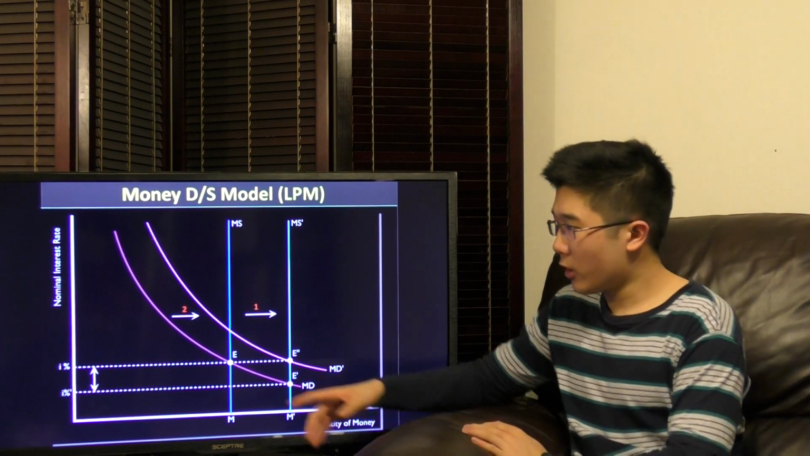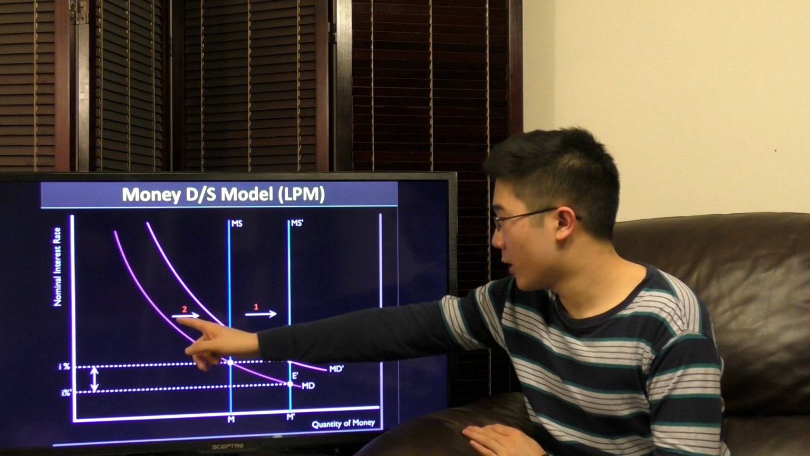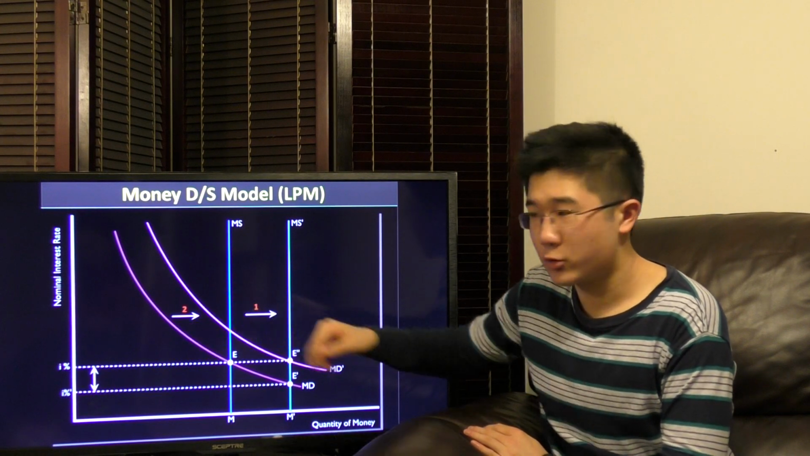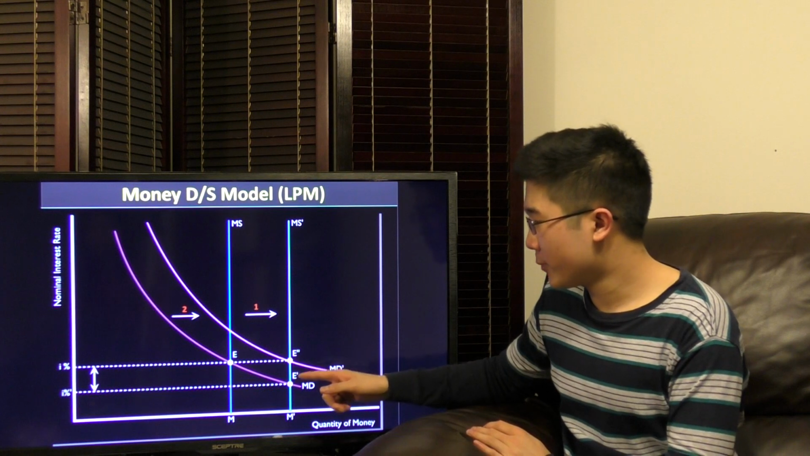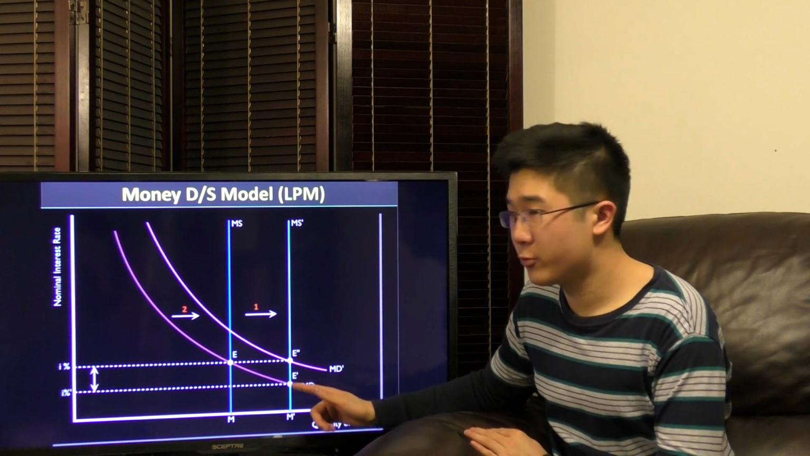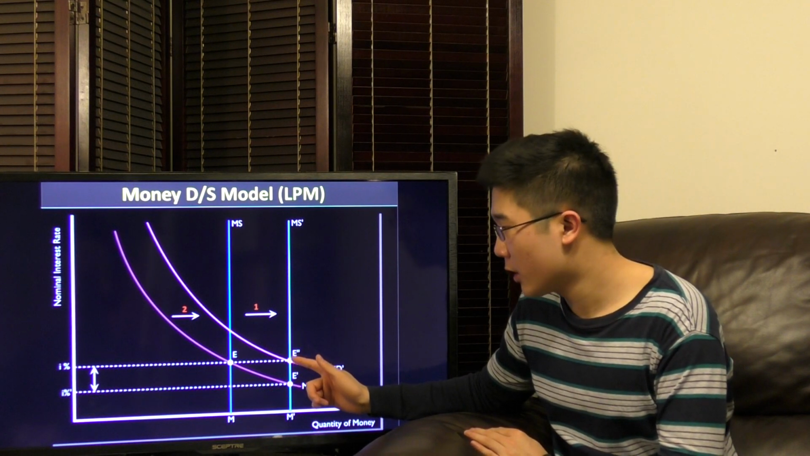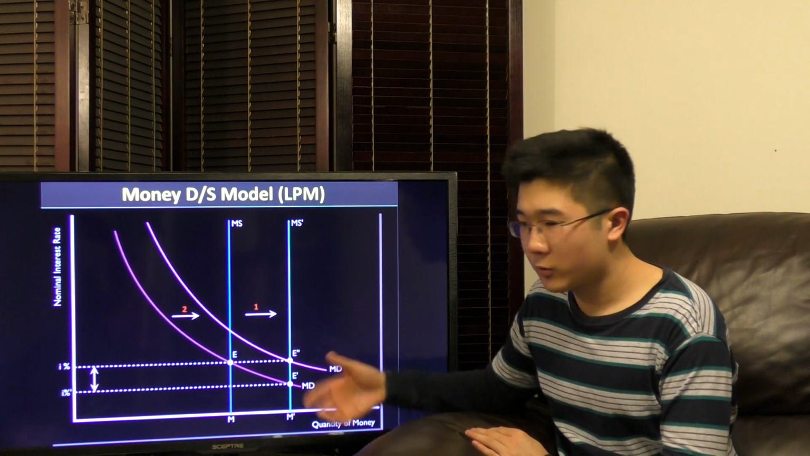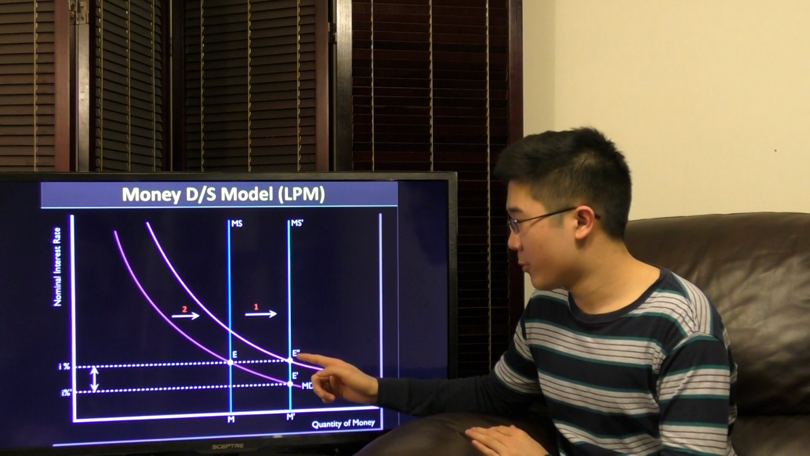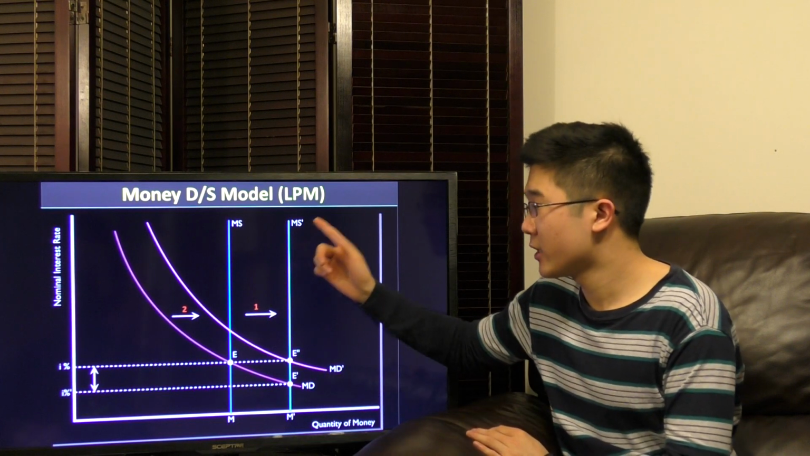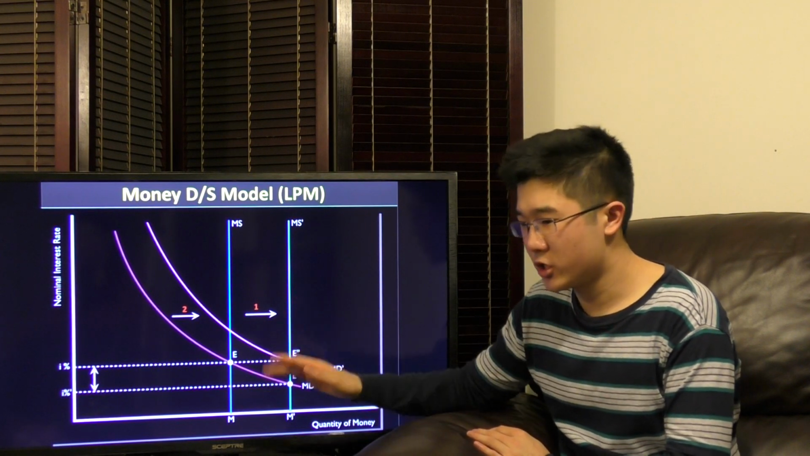So in the long run, our second shift is that money demand shifts to the right as well. This counters the effect of our decrease in interest rate, because we go from E' to E''. Our interest rate returns to its original level, and we see that in the long run monetary policy is neutral. Money is neutral because our interest rate remains unchanged. Only our money supply is increased. Nothing else changes.